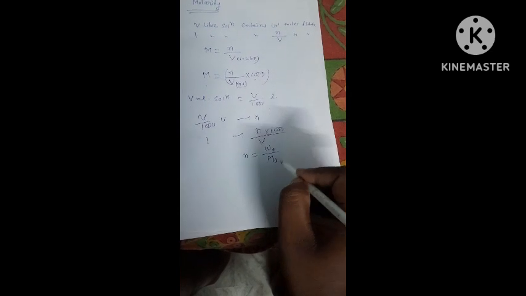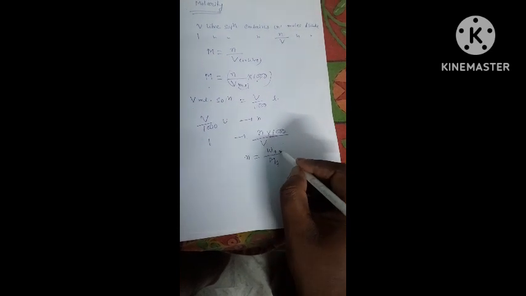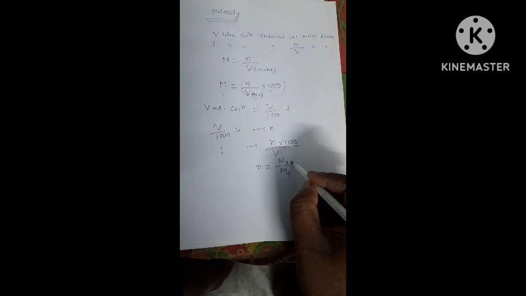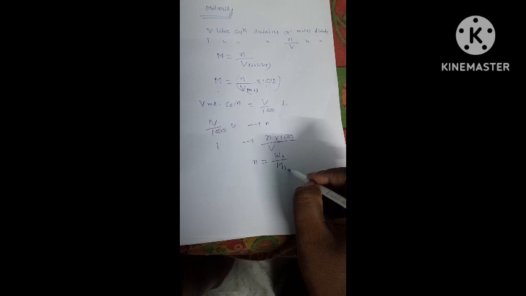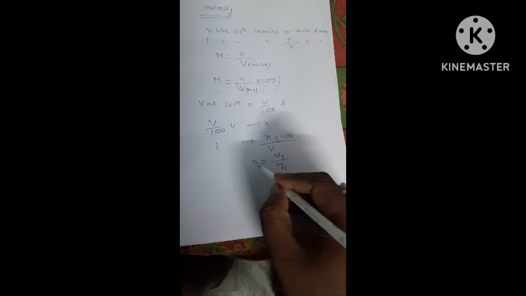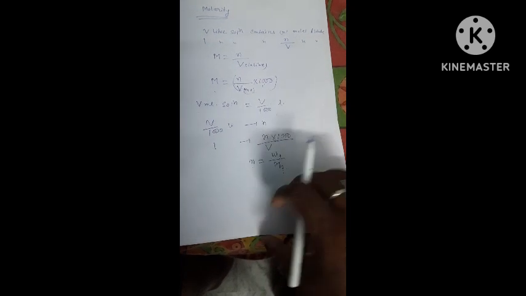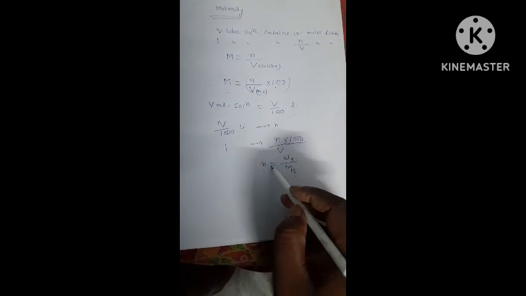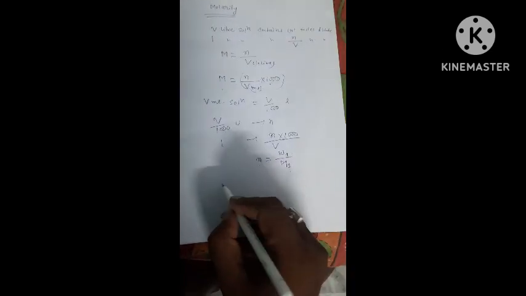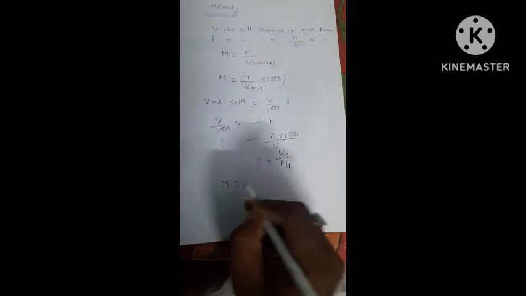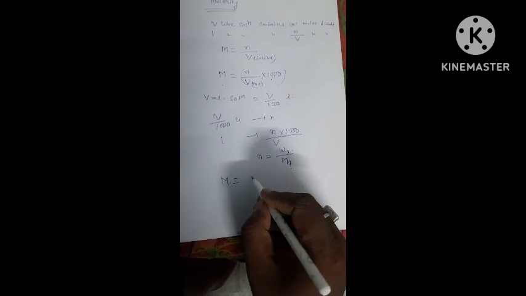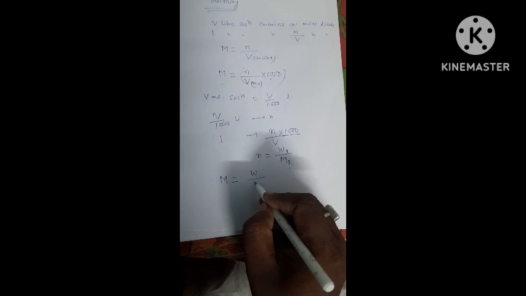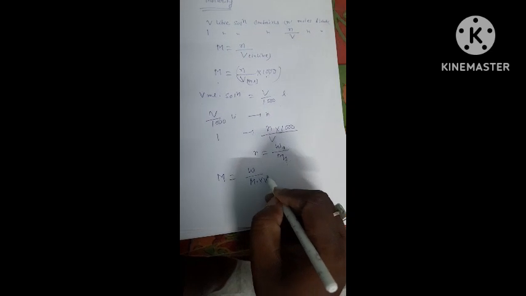Let us take that this is W1, this is M1. W1 means this is the mass of solute dissolved in the solution, and this is the gram molecular mass of the solute, or the molar mass of solute. So that is the number of moles. If you substitute this n in this formula, then we will get another formula to calculate the molarity, that is equal to what? M equals W1 divided by M1 into V into 1000.